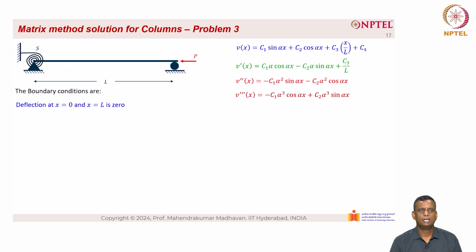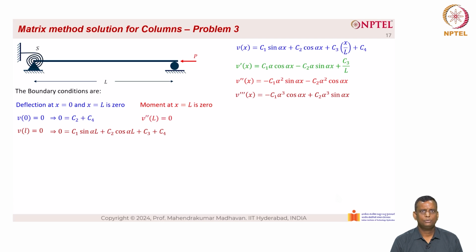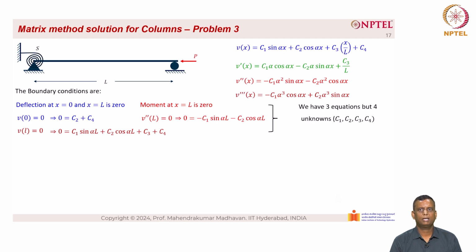So the boundary conditions are the deflection at x equal to 0 and x equal to L is equal to 0. So V of 0 equal to 0, which indicates 0 equal to C2 plus C4, which we have seen previously. So V of L equal to 0, which means that 0 equal to C1 sin alpha L plus C2 cos alpha L plus C3 plus C4. Moment at x equal to L is 0, which means that V double dash of L is equal to 0, which indicates 0 equal to minus C1 sin alpha L minus C2 cos alpha L. So we have 3 equations but 4 unknowns, C1, C2, C3 and C4. So how do we find the fourth equation?